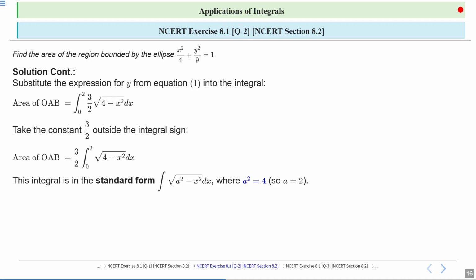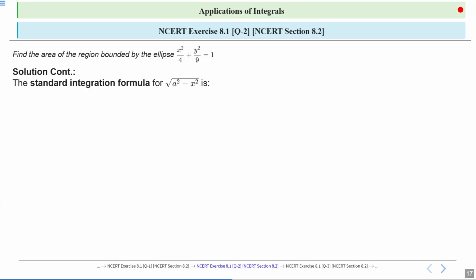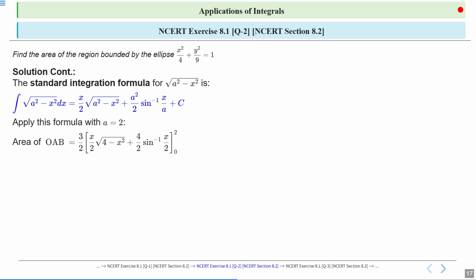So this is an integral in standard form, that is integral root under a square minus x square, where a square is equal to 4. So a is equal to 2. The standard integral formula for root under a square minus x square dx is x by 2 root under a square minus x square plus a square by 2 sin inverse x by a plus c. So apply this formula with a equal to 2. We get 3 by 2 [x by 2 root under 4 minus x square plus 4 by 2 sin inverse x by 2]. Upper limit is 2 and lower limit is 0.